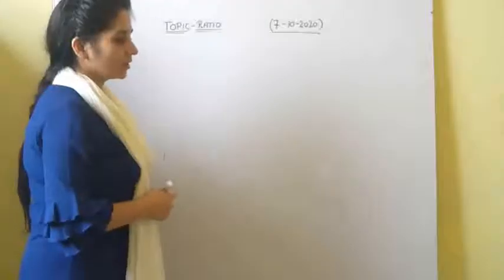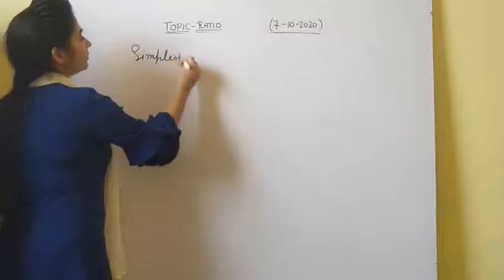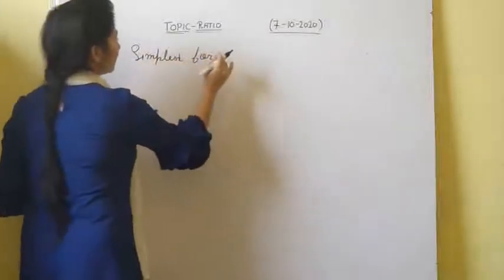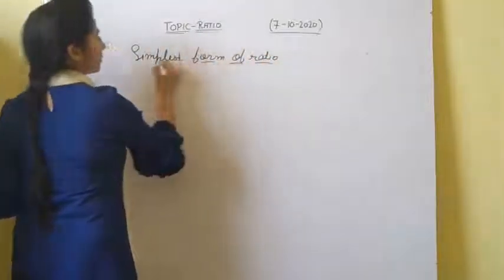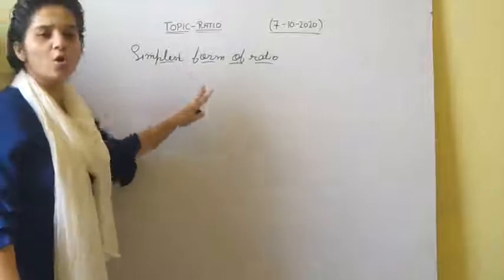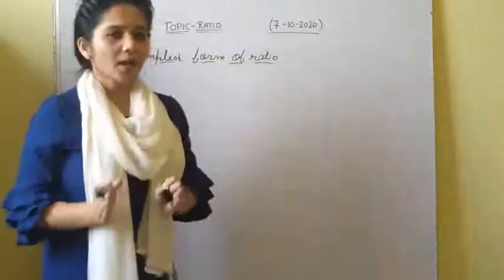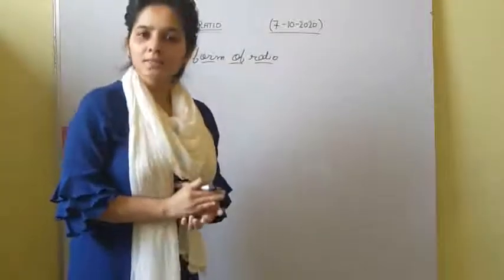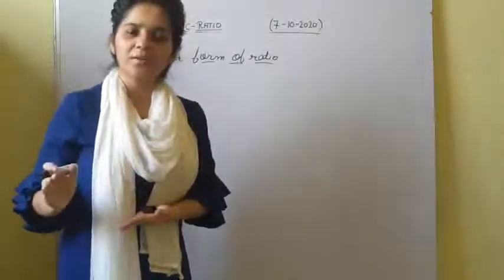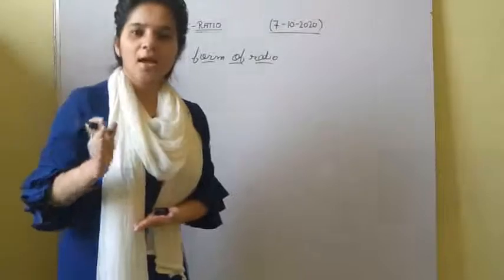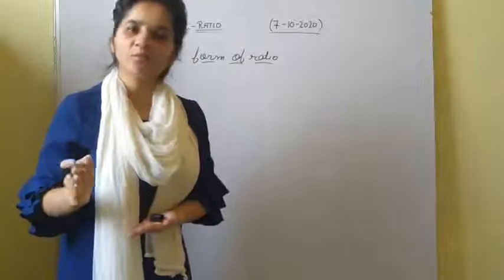3:4. Now, simplest form of ratio. The ratio A:B is said to be in simplest form if their HCF is 1. HCF stands for highest common factor.